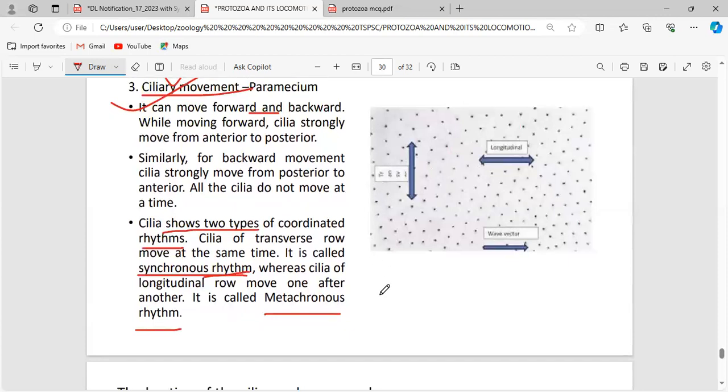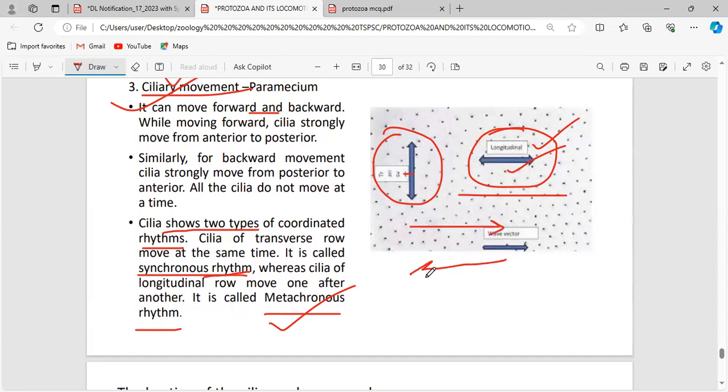And in case of metachronous rhythm, the cilia move one after the other in the longitudinal direction. In case of a transverse movement, the animals will move like this, upward or downward. In case of longitudinal, the animal will move like this. Okay, that is synchronous and metachronous. You have to remember, in a synchronous rhythm, the cilia move at the same time in the transverse direction. In the metachronous rhythm, all the cilia move one after the other in the longitudinal direction.